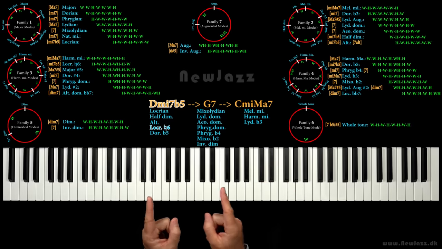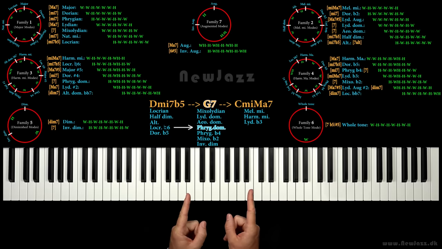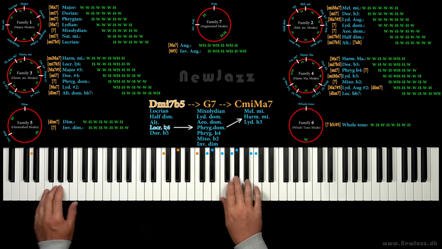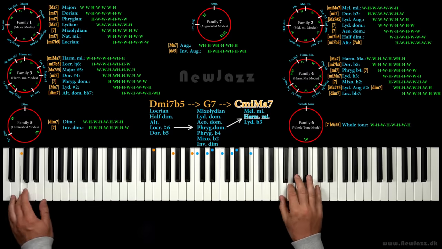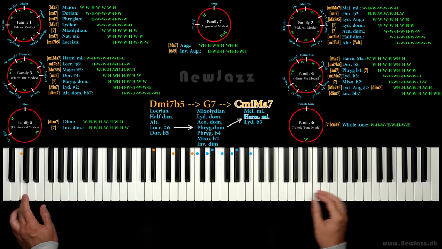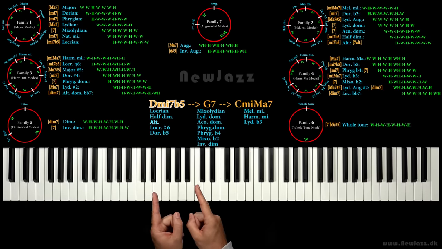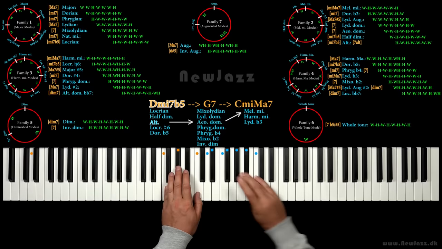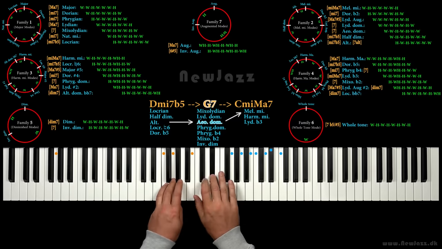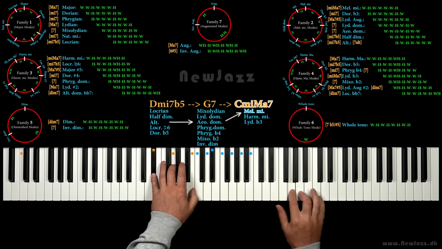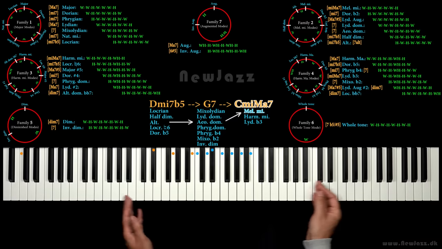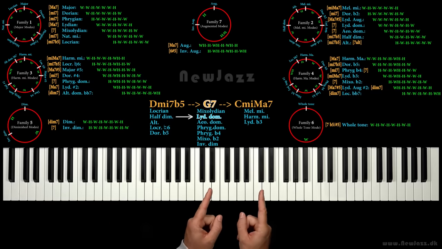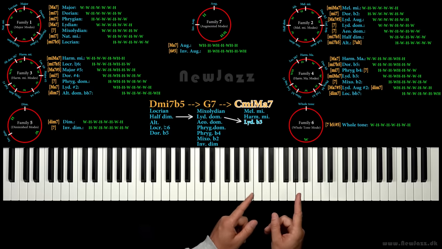What about D Locrian with a raised 6th step to G Phrygian dominant to C harmonic minor? Or what about D altered to G Aeolian dominant to C melodic minor? Oh, what about this crazy one? D half diminished to G Lydian dominant to C Lydian flat 3.